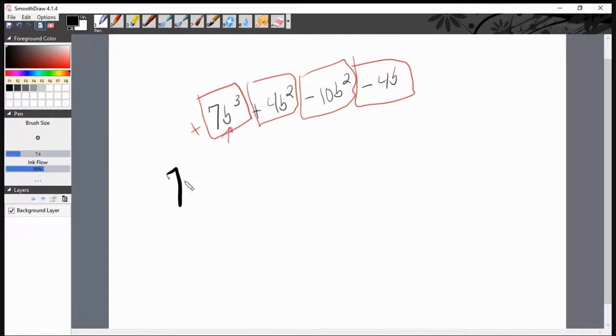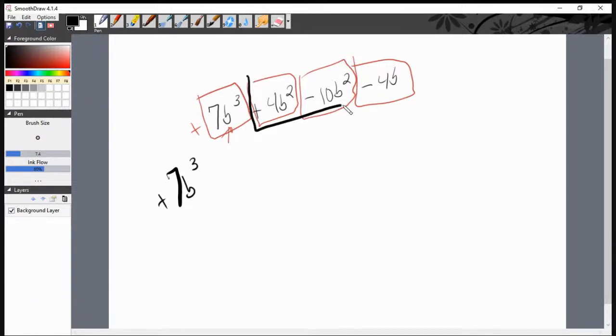Modern technology, folks. 7b to the third power is by itself, and it's positive, right? Then we have 4b to the second power minus 10b to the second power, right? Now, positive 4b to the second power and 10b to the second power are like terms, right? Same variable, same exponent. Problem is one of them is positive and one of them is negative, right?